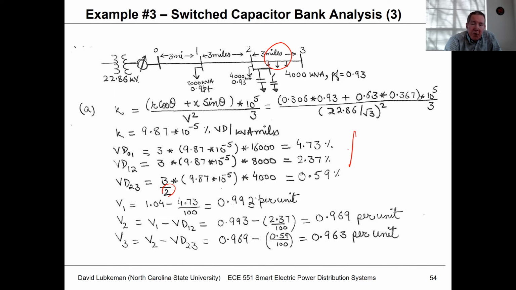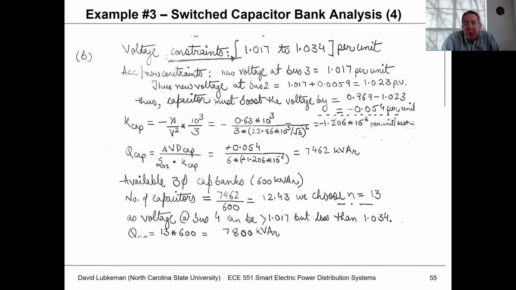You're calculating the voltage drops across the segments with no capacitance in the circuit. And what you're seeing is that the voltages at all these different buses are just too low. And the worst case voltage is typically going to be at the end of the circuit, right? Next thing you do is think about how much boost I need to have. Basically, if the end of the circuit is probably going to be my worst case value, I want to do my design so I have 1.017 at bus 3.